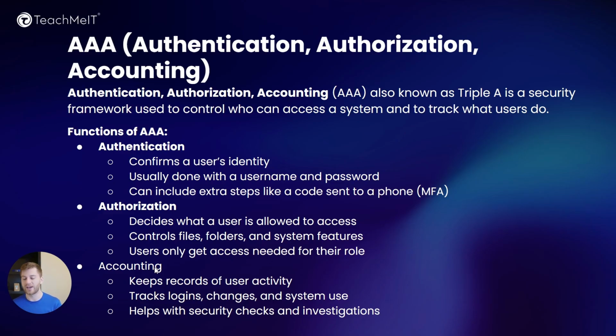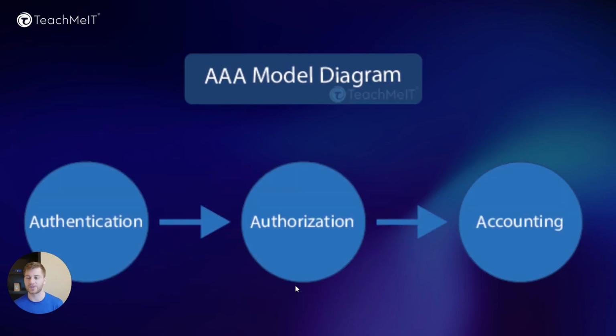Finally, we have accounting, and this is keeping records and logs of users' activities and anyone who signs in. It helps track logins, changes, and system use. It can also help with different types of security checks and investigations. Here is a model of AAA: authentication, authorization, and accounting.